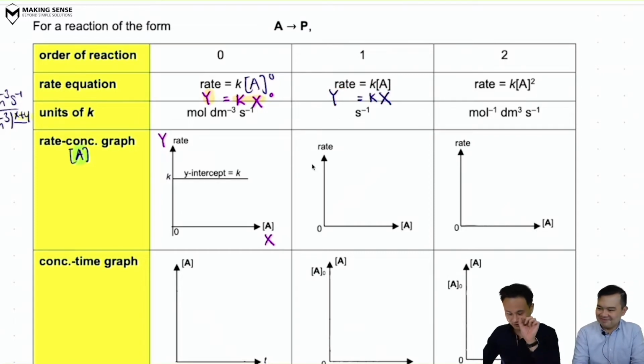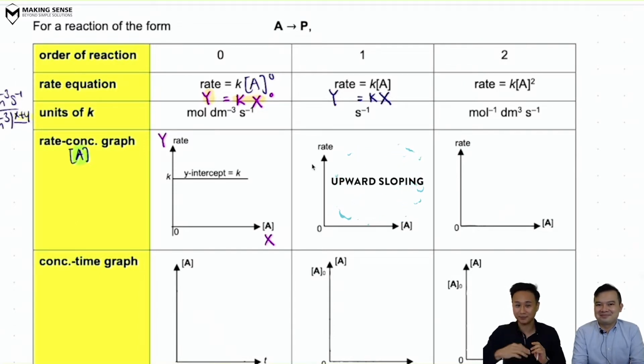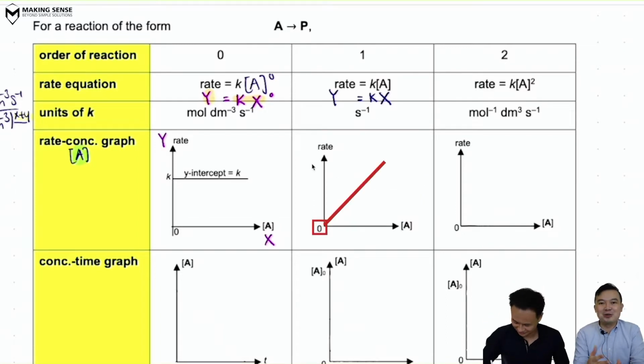Yes. This reminds me of y equals mx plus c, right? Easy stuff, but c is 0. So again, it is going to be an upward sloping straight line cutting through the origin. Very descriptive. So knowing that k is a positive value, it must always be upward sloping.